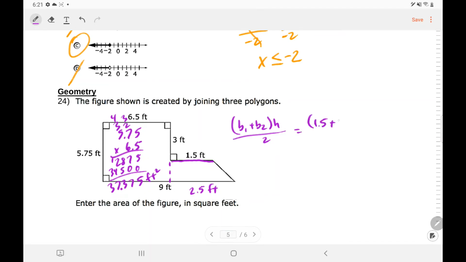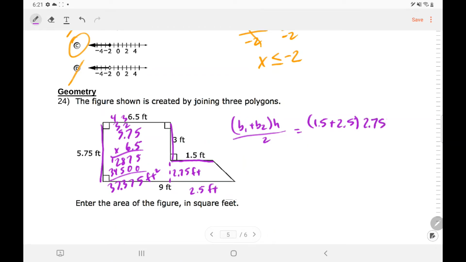1.5 plus 2.5, multiplied by our height. Our total height of this whole shape is 5.75. This height is 3, so this trapezoid height will be 2.75. 2.75 plus 3 will give us 5.75.